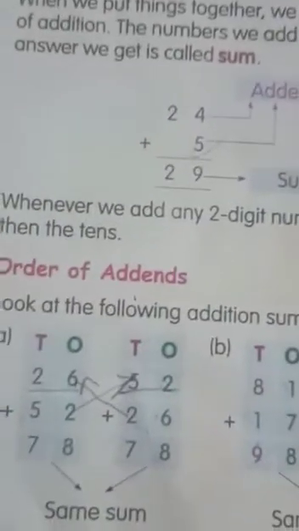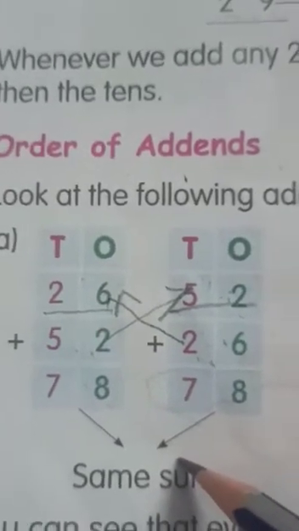Order of addends. When we change the order of addends, the sum remains the same. See here, we are writing 81 and 17, but here we are writing 17 and 81, but the answer is the same.